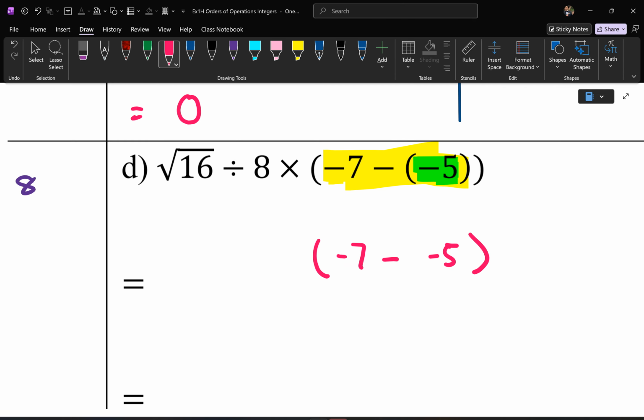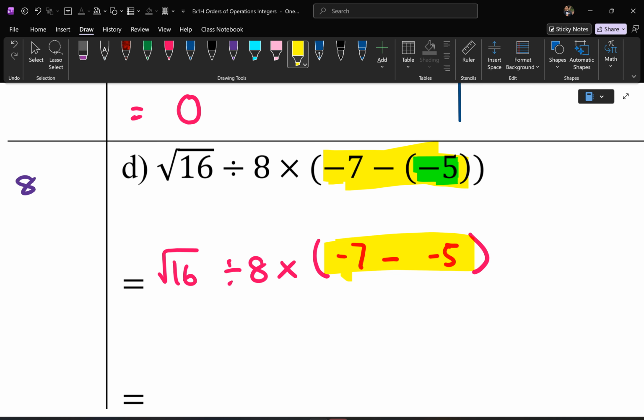If I rewrite it, this is the same thing as saying bracket -7 minus a -5. And then on this side, I still have the root 16, I still have a divide 8, and I still have a times. See, I'm writing all the lines again, but what I've done is I've removed the first bracket. But I still have a bracket. Here's the yellow bracket I colored. This is the bracket I'm working with, so I've got to work with this one first. Inside this bracket, I've got -7, subtract, and -5.